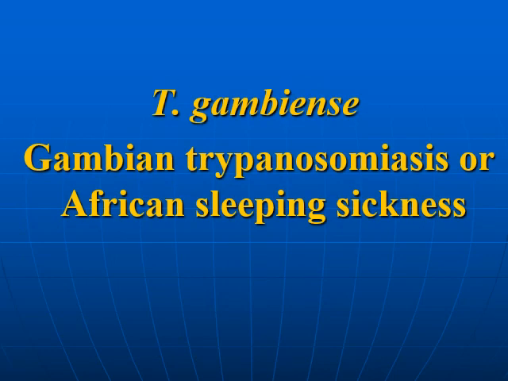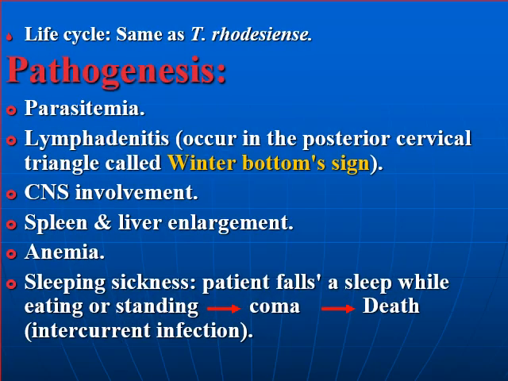The second species from the Trypanosoma brucei complex is Trypanosoma gambiense, which causes Gambian trypanosomiasis or African sleeping sickness. The stages and life cycle are the same as in Trypanosoma rhodesiense. Pathogenesis: hyperparasitemia, lymphadenitis occurs in the posterior cervical triangle, called Winterbottom's sign. The central nervous system is involved, with spleen and liver enlargement, anemia, and sleeping sickness. The patient falls asleep while eating or standing, leading to coma and death caused by intercurrent infection.